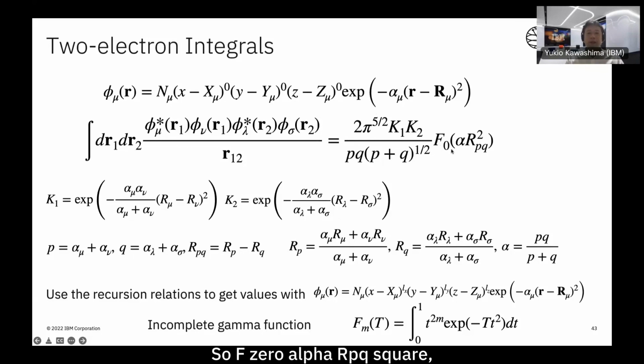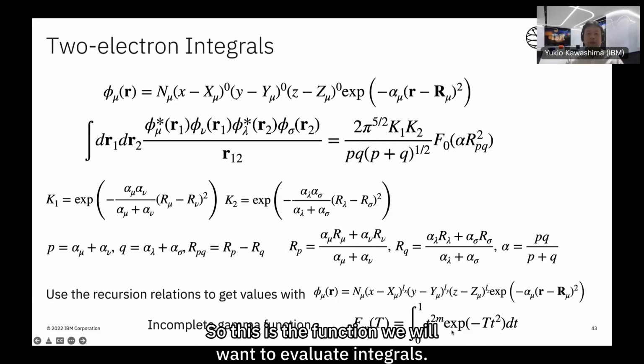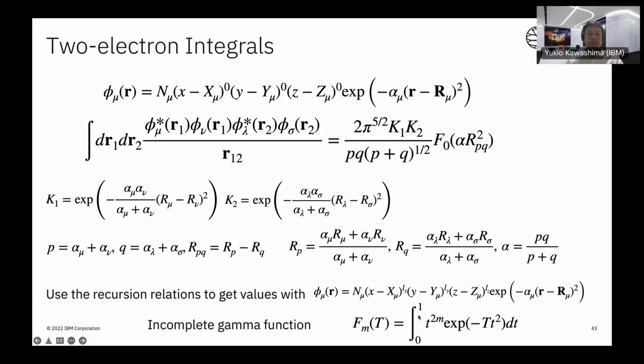And how about this term? So F0 alpha R PQ squared. The general form of this function is the incomplete gamma function shown here. So this is the function we will want to evaluate the integrals. And by evaluating this integral, we can compute this integral. And once we get this, then we could get the integral values of this function using the recursion relations. So we're going to first use the Gaussian product theorem and make it simple to compute. And then we're going to calculate the incomplete gamma function. And then we're going to use the recursion relations to get the values of high angular momentum.